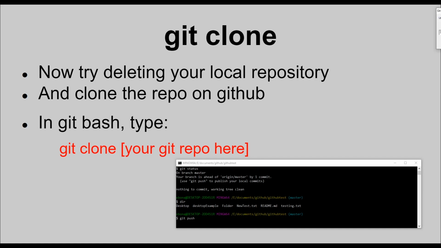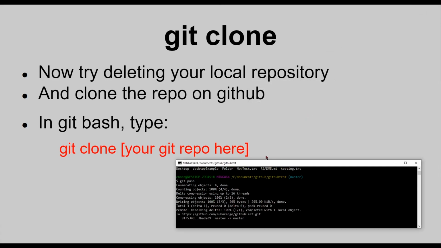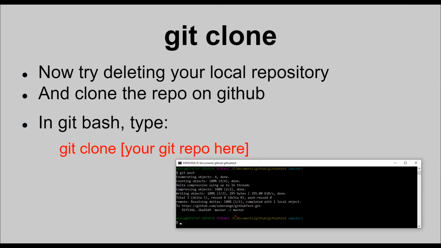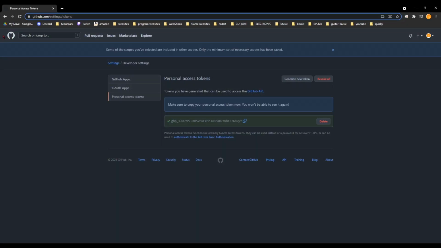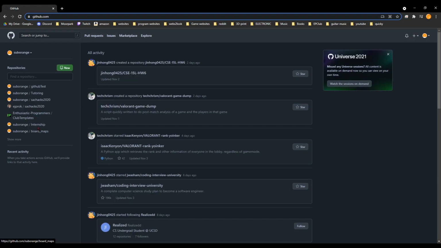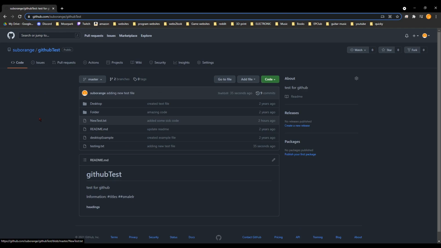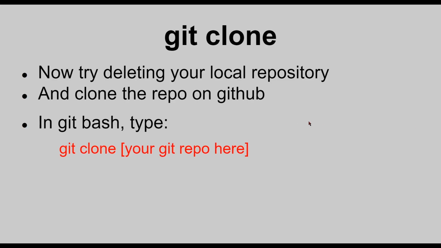And again, it will ask me for my username and that token. So I'm going to paste again, and now it should have pushed my stuff. So if now I bring back up to here, and I go back up to GitHub test. Now I have testing.txt that I added 35 seconds ago. So let's finish out the thing.